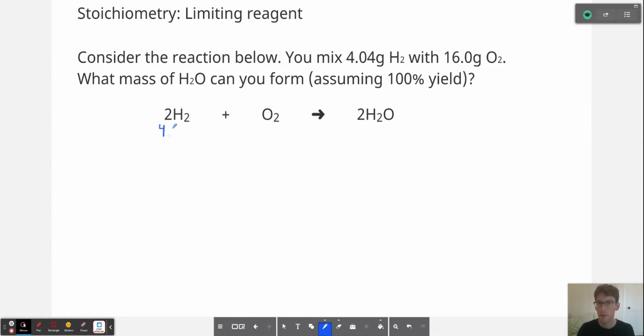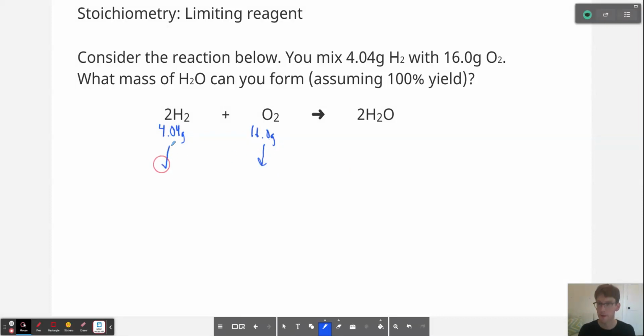Well, let's say we have 4.04 grams of hydrogen, which I'm going to put here, and we have 16.0 grams of oxygen. What we can do is, ultimately we're going to be going to moles, and then to moles of water, and then grams of water, if we're trying to find the mass of water that we can form. But we need to know which we need to come from. Do we go to moles of oxygen and then to moles of water? Or do we go from moles of hydrogen to moles of water? What is our calculation going to be based upon? Well, let's figure this out.